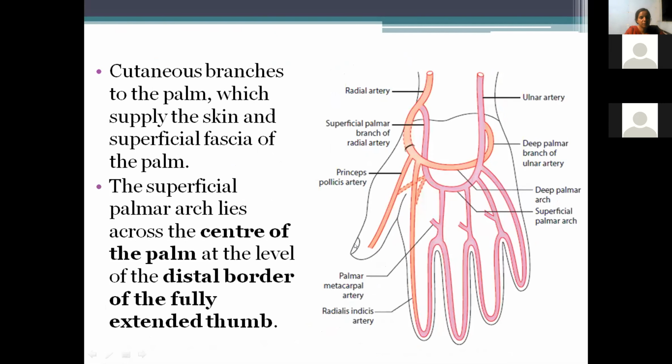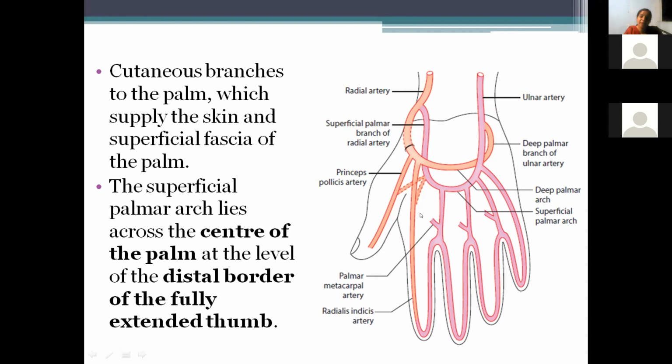So I will give you simple pictures. Don't read anything, it becomes a little complicated. If you understand with the help of a picture, it becomes very easy for you. Now see, whatever is shown in pink color is the superficial palmar arch. We know the direct continuation of the ulnar artery and the superficial palmar branch of the radial artery join to form the superficial palmar arch.